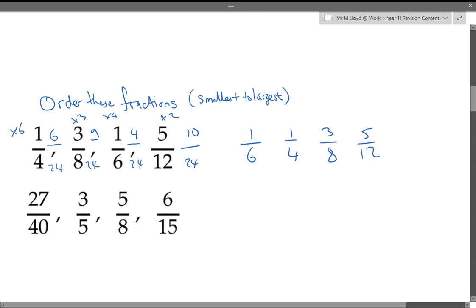Now, smallest to largest is known as ascending. And if you can imagine, ascending is ascending a staircase going upwards or ascending in a lift. And then descending is largest to smallest.